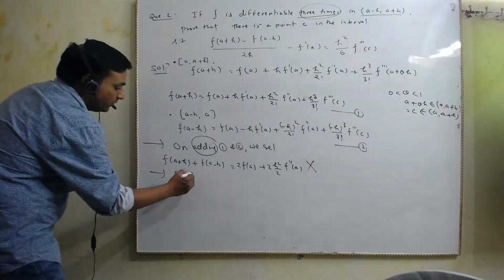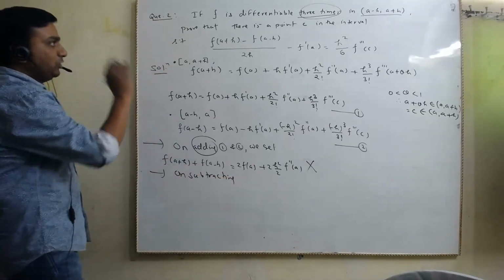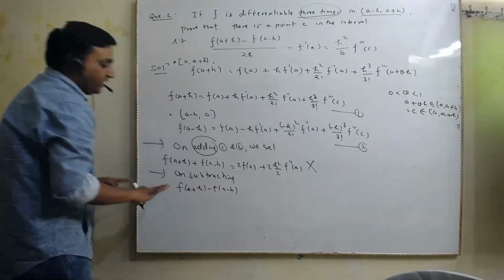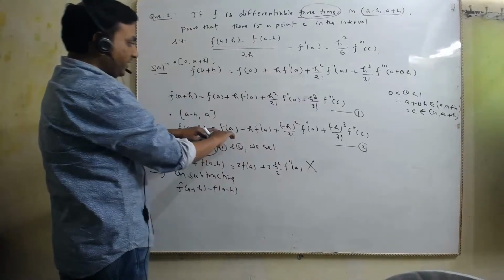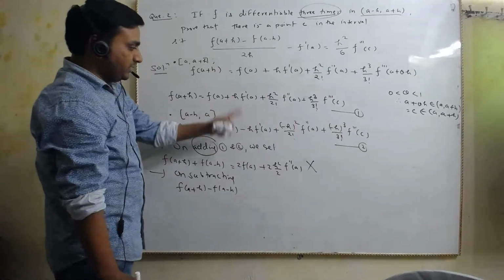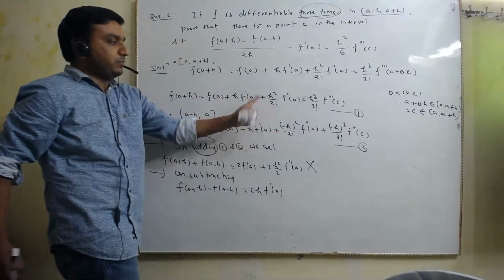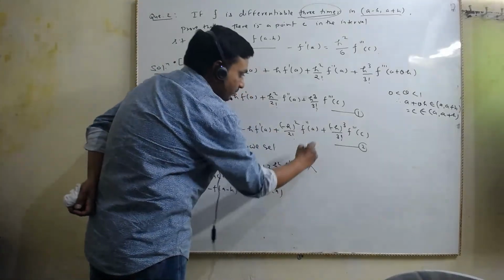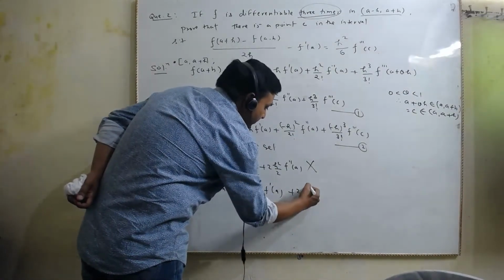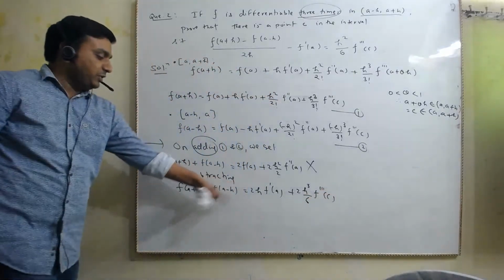So what will I do? On subtracting, basically you will get what you wish to have. f of a plus h minus f of a minus h. Here f of a will get subtracted, so f of a cancels. This will be added, 2h f dash a. The h square term got cancelled. This will become 2h cube divided by factorial 3, meaning 6, into f triple dash c. Now you can manage the terms.